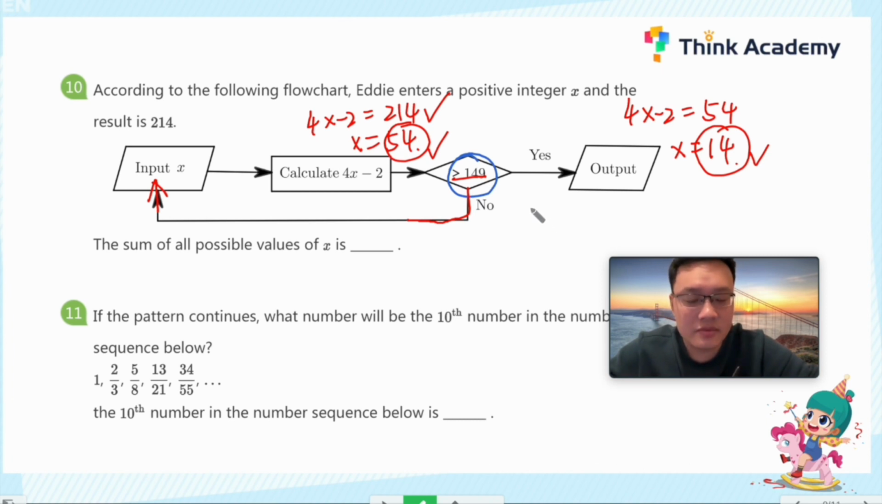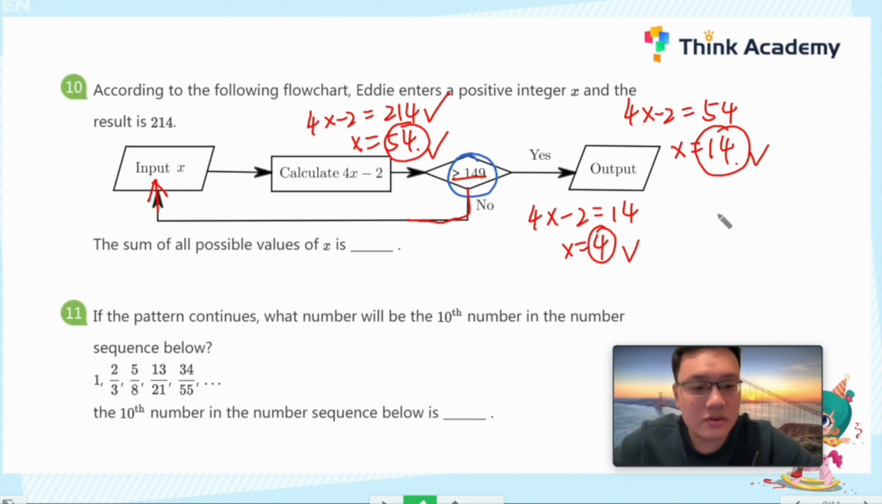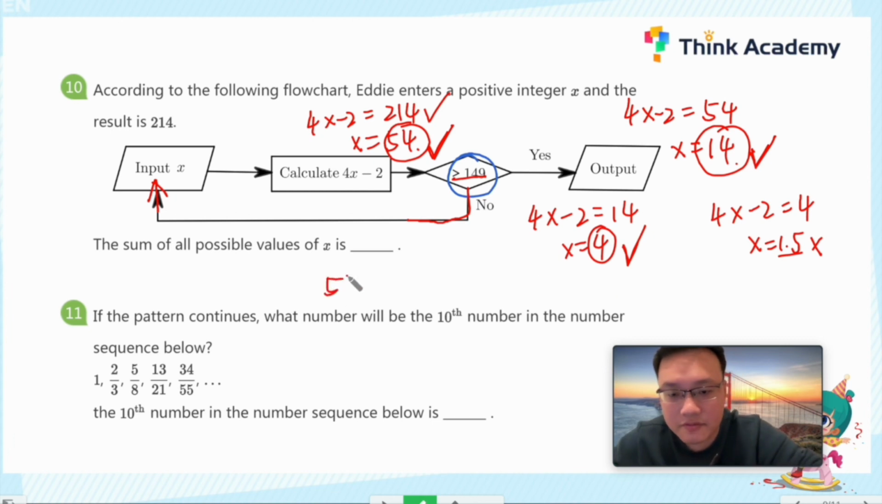And using the same logic, 4x minus 2 can still be 14. Then you get x equals 4. That's going to be the third answer you get. So can we get one more round? 4x minus 2 equals 4, is that possible? You see 4x equals 6, right? Then x equals 1.5. It's not a positive integer, so you cannot use that. That means you're going to stop at this place. So 3 inputs work for the question. And the sum of that will be 54 plus 4 plus 14, and that gives you 72. So the answer will be 72 to this question.